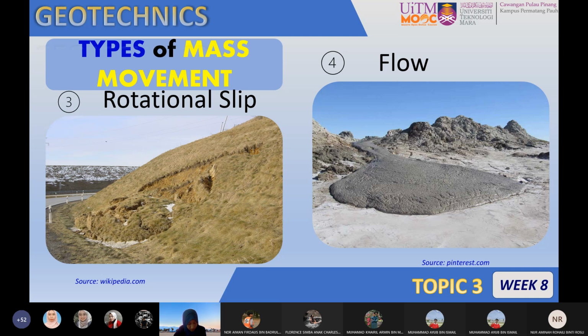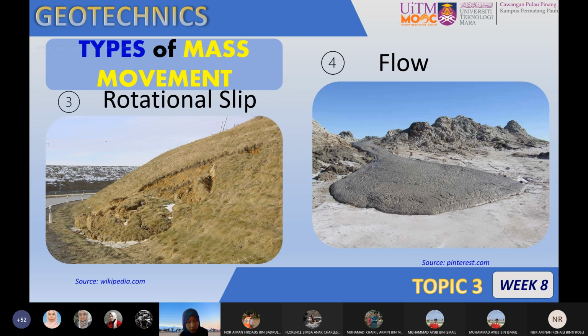For rotational slides, characteristically in homogeneous soft rocks or cohesive soil, the movement takes place along a curved shear surface in such a way that the slipping mass slumps down near the top of the slope and bulks up near the toe. So this is the slip failure surface, and you can see that the curved shear surface occurred.